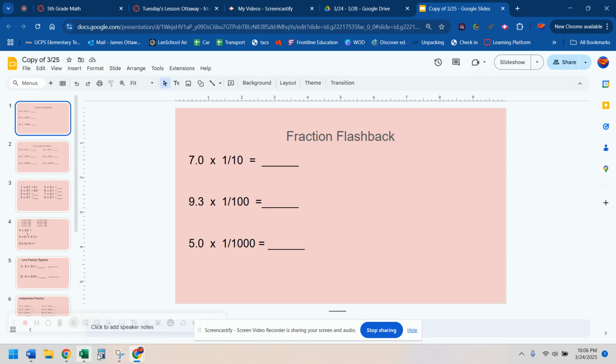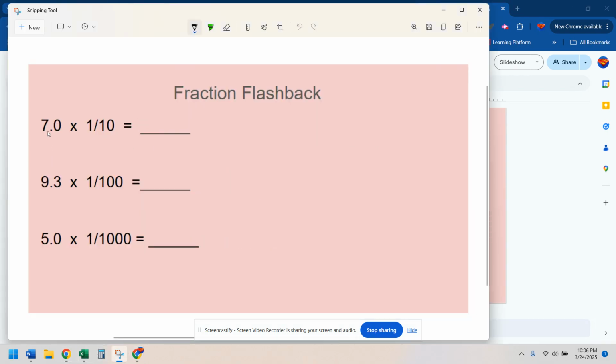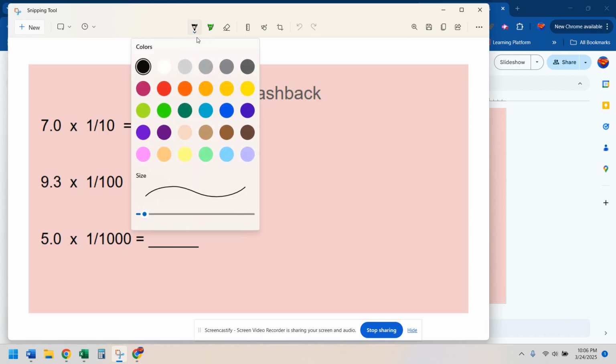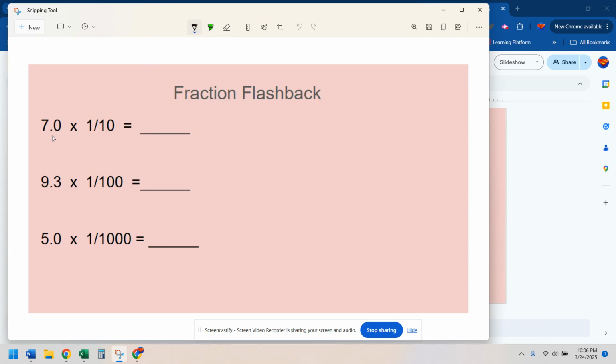Alright, so let's go ahead and pull this up. If we were doing 7 times 1/10, we practiced this, that when you multiply something by 1/10, you really just need to move the decimal point. So all we would need to do is make this smaller by 1/10, so we move the decimal one spot. So decimal moves over one place, just like that. So it would be 0.7.